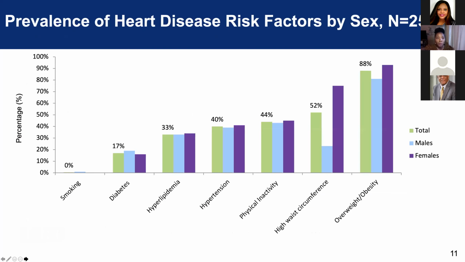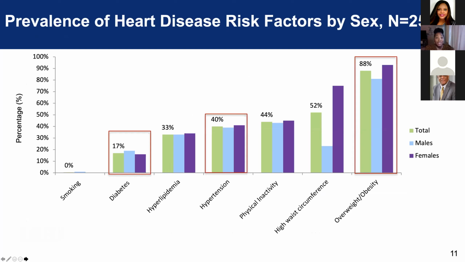So what were some of the risk factors we observed? The good news is that only 1 person reported smoking. But again, because we recruited participants from churches, there might be some bias there, right? Social desirability bias. But then we also observed that obesity was a highly prevalent condition. 88% of all the participants were considered to be overweight or obese, right?